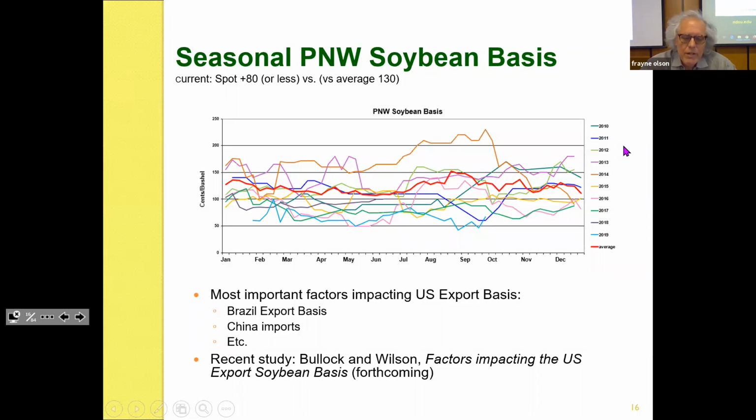So this is a slide of the basis values at the Pacific Northwest, same story to story. All of these are different market years. The solid red line is the longer term average. We like to say that's the normal basis behavior. You can see that peaks out in about August, September, and then starts sliding. These lower lines down here are the more recent crop years, 2018, 19, and so forth.